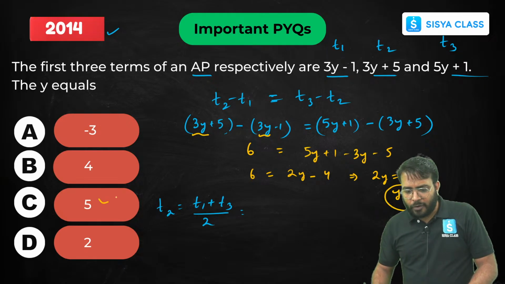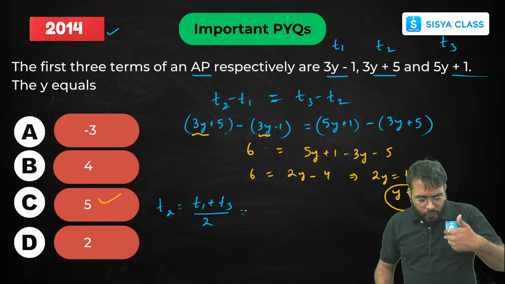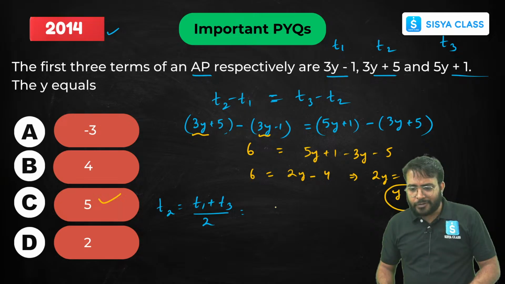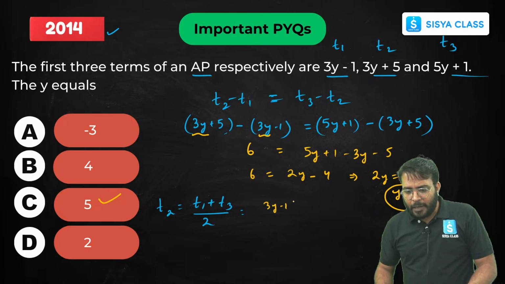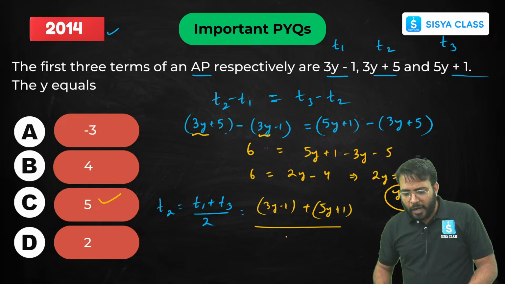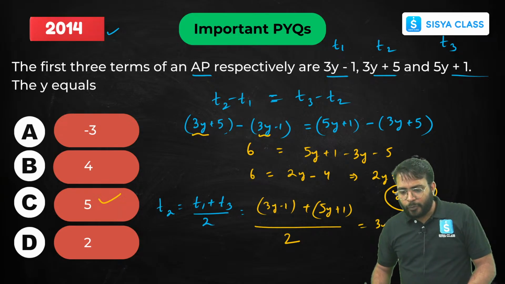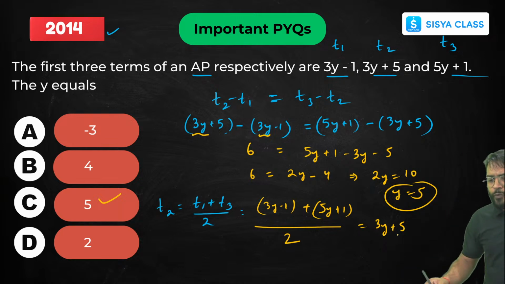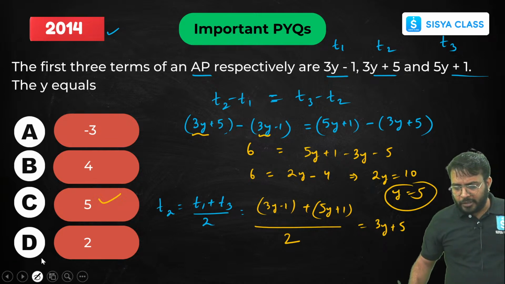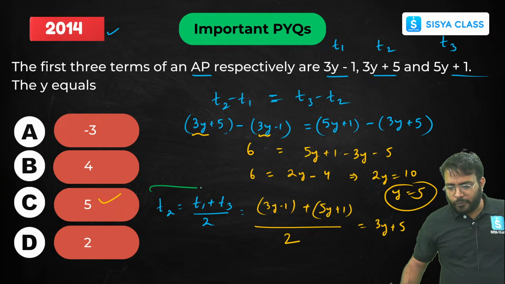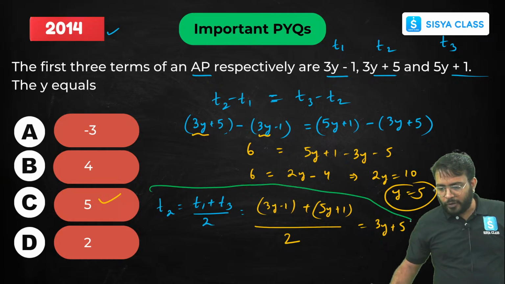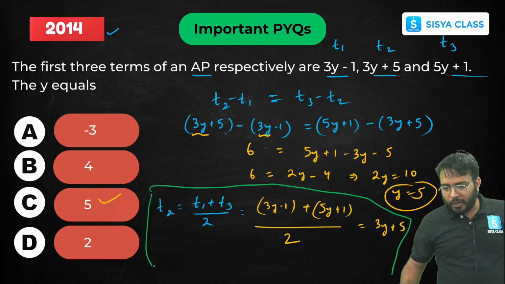All right, and in this way also you will get your answer. T1 is what, beta? 3y minus 1. Okay. T3 is what, beta? 5y plus 1. Add these two, divide by 2, and substitute the value of T2 here. T2 is what? 3y plus 5. By this way also you will get your answer. If you solve this, you will get your y value. Understood my point? Okay, fine, all right.